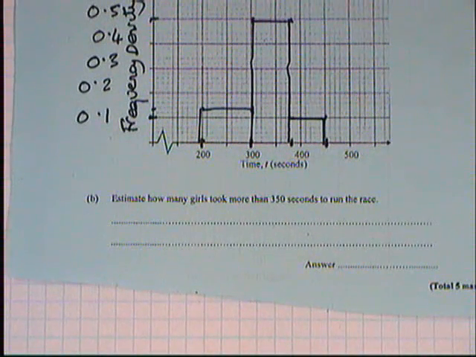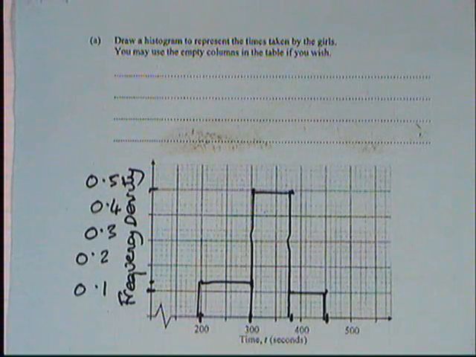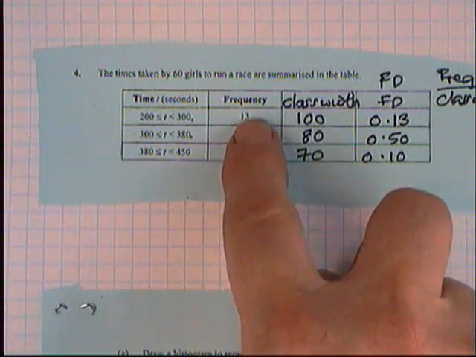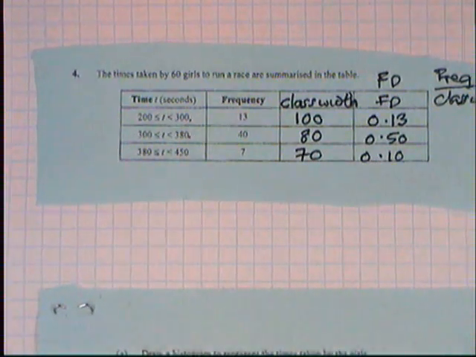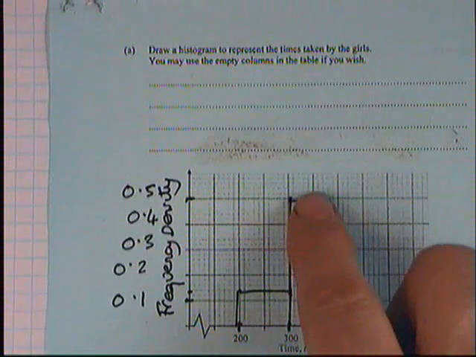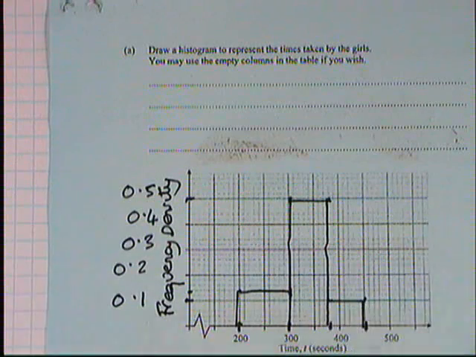Now the last bit of the question says, estimate how many girls took more than 350 seconds to run this race. Now, the total area of the bars under a histogram is equal to the total frequency. And the area of each bar is equal to the frequency of each of the bars. So the area of this first bar is equal to 13 people. The area of the second bar is equal to 40 people. And the area of the third bar is equal to 7 people.